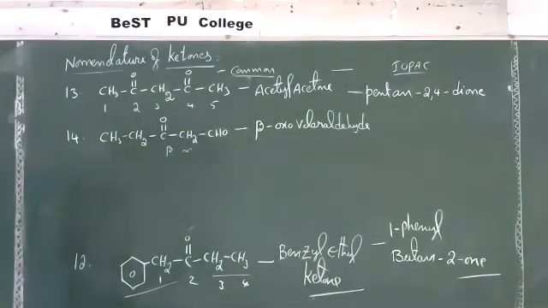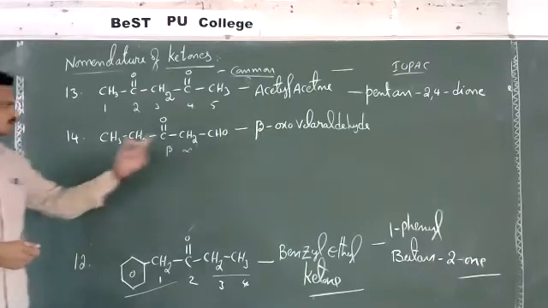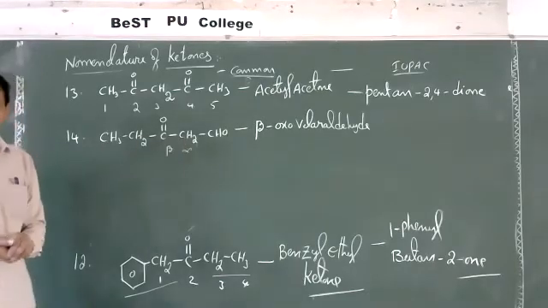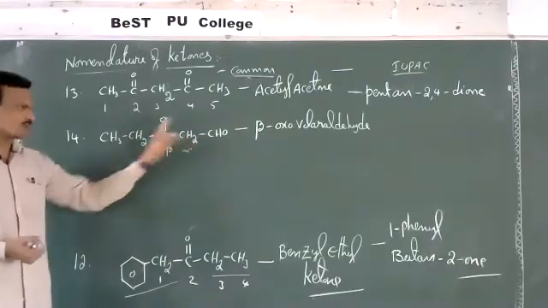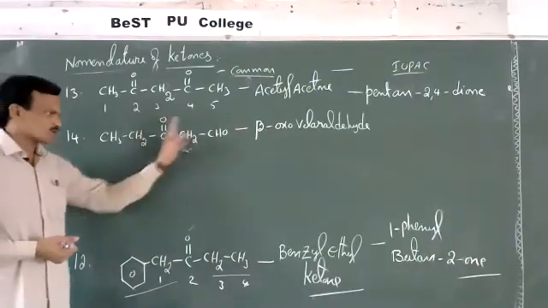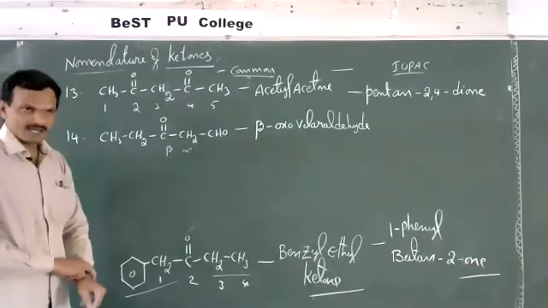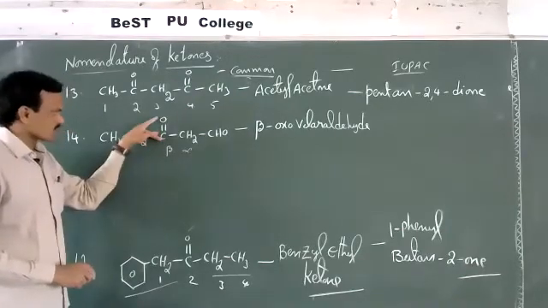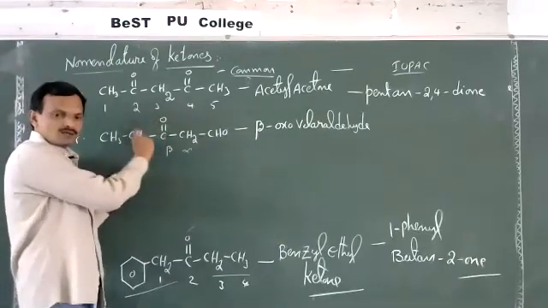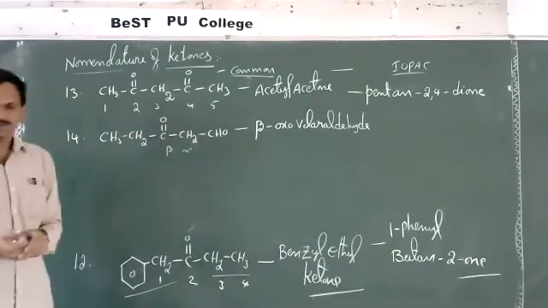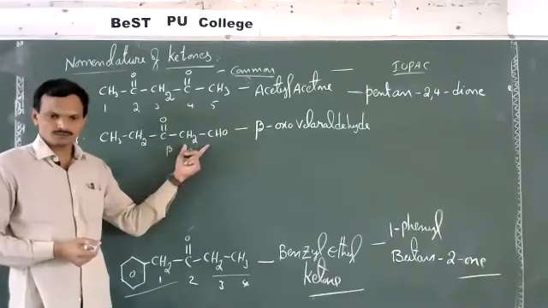Beta oxovaleraldehyde. This is the common name. So this is with 5 carbons, aldehyde is there and keto group is there. Priority will go to the aldehyde group. So valeraldehyde. At beta position an oxo group, there is a carbonyl group. So beta oxovaleraldehyde. So this is the name of this compound.